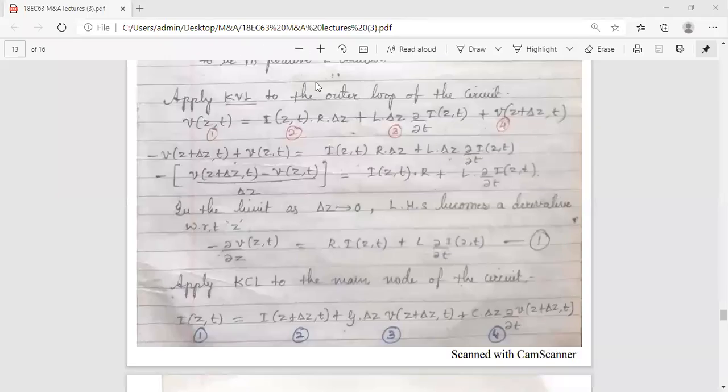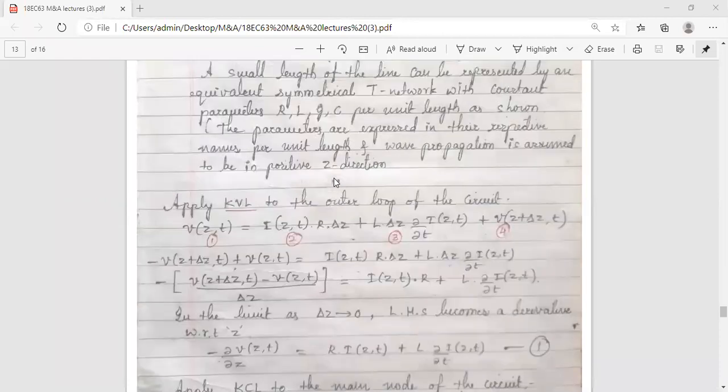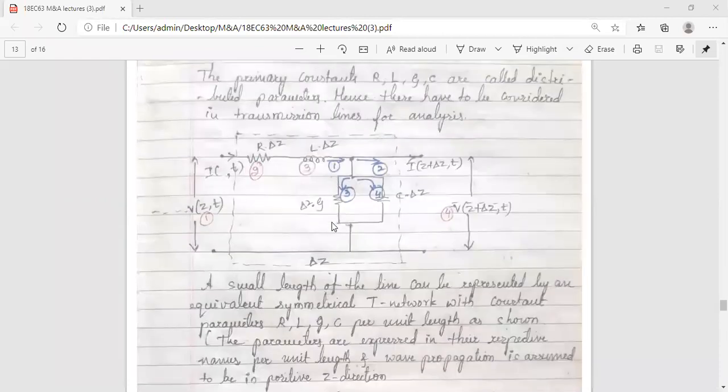In today's session, let us continue the discussion of the transmission line equation and how to find the solution. In the previous session, just let me recall, this was the circuit. We applied KVL and KCL for that.